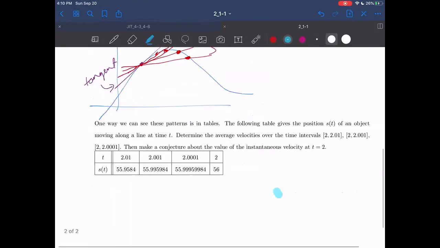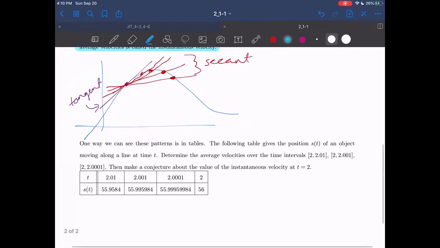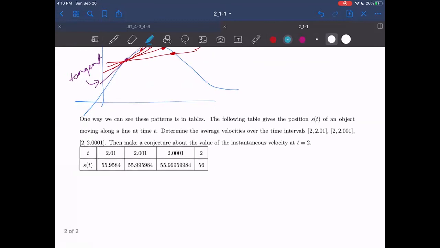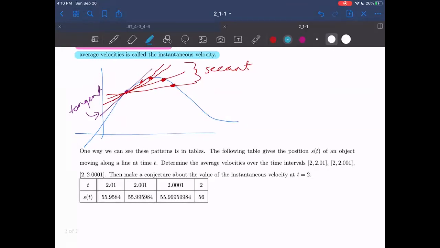All right, so one way we can see these patterns is to look at tables. If we look at this table, we've got the position, s of t, of some object that's moving along a line at time t. So think of it as some point that's just moving along this line. We want to determine the average velocities over the time intervals 2 to 2.01, 2 to 2.001, 2 to 2.0001, and then make a conjecture about the value of the instantaneous velocity at t equals 2. These time intervals are getting smaller and smaller.